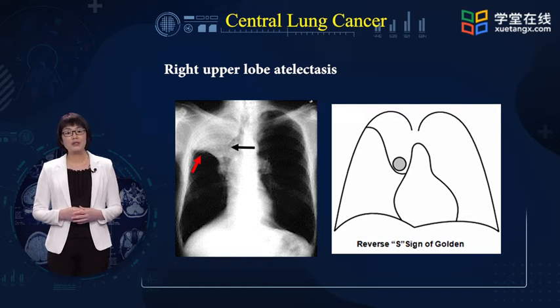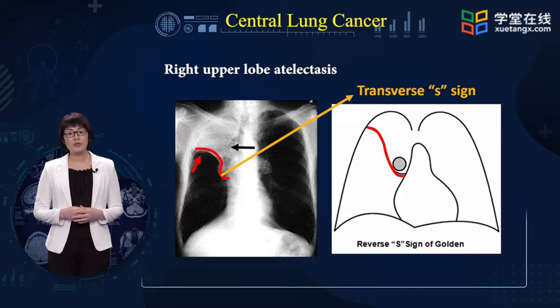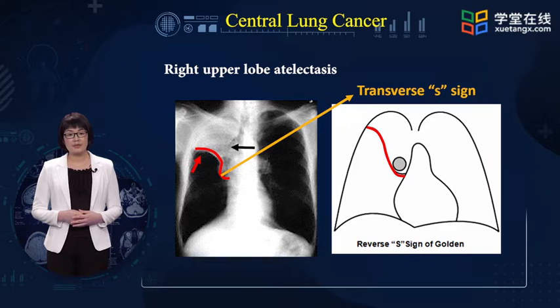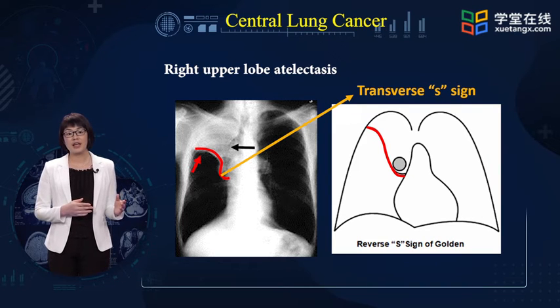Here is an important sign, the transverse S sign, resulting from a central obstructive mass. How do we interpret this sign? The horizontal fissure is attached near the hilum. The right upper lobe collapse results in a fan-like outward movement of the fissure. The upper curve of the S is from the displaced horizontal fissure, while the lower curve results from the mass itself. This sign is commonly seen in central lung cancer, but is neither sensitive nor specific.